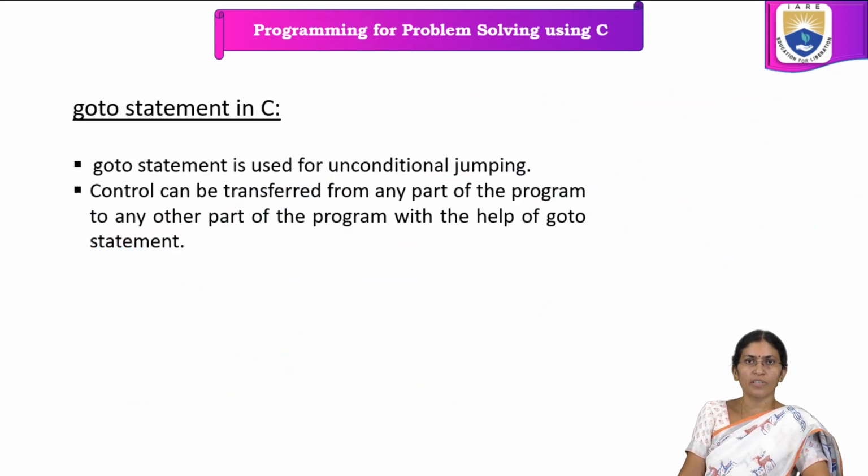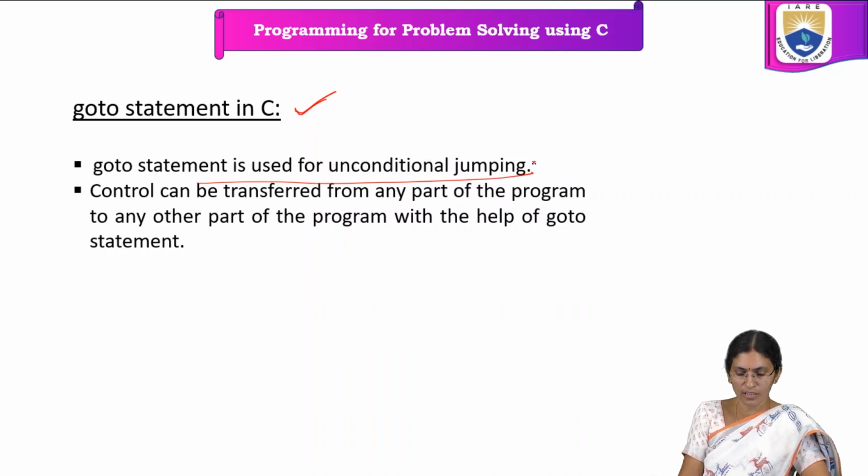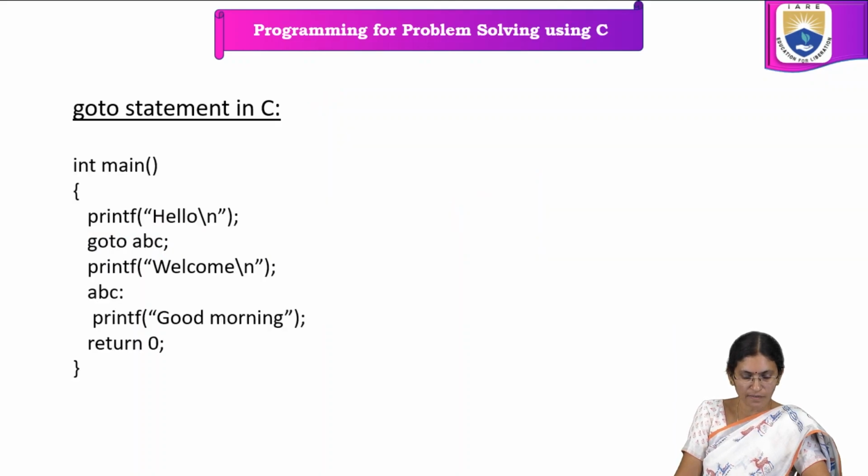Next one is goto statement. So in addition to break and continue statements, we have another statement in C, that is the goto statement. These are also used either to skip statements or to repeat certain sets of statements. Goto statement is used for unconditional jumping. Control can be transferred from any part of the program to any other part of the program with the help of goto statement. Now let us see the syntax.